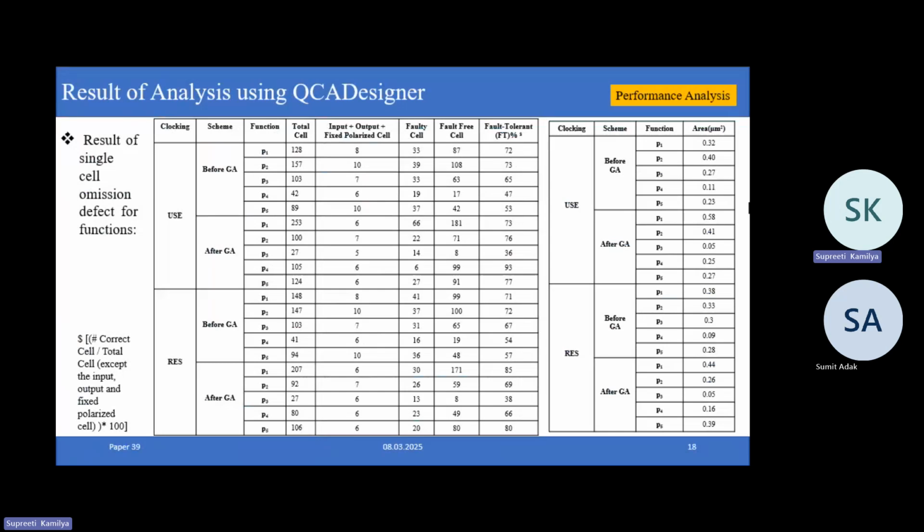Whenever we remove any one of the cells to check the fault tolerance capability of the circuit, it provides the wrong output. That's why, in case of P3, as the circuit area decreases, we can easily see that the fault tolerance capability before applying the genetic algorithm is 65, and after applying it is 36, because after applying the genetic algorithm, as the circuit area and the number of bits decrease, the fault tolerance capability also decreases. So we can say that for the P4 function, the genetic algorithm actually has a reverse effect.